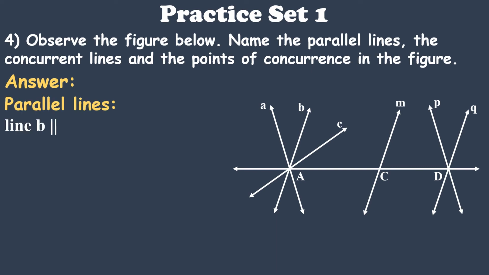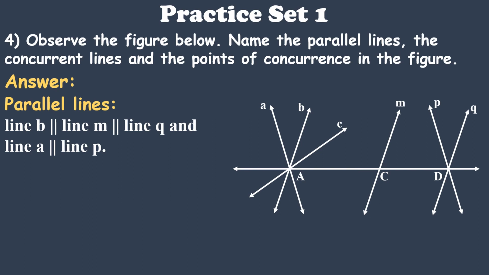So the lines which are parallel are line B, line M, line Q. We can write it as line B is parallel to line M is parallel to line Q, and also line A is parallel to line P. The sign which is given here is the sign of parallel.